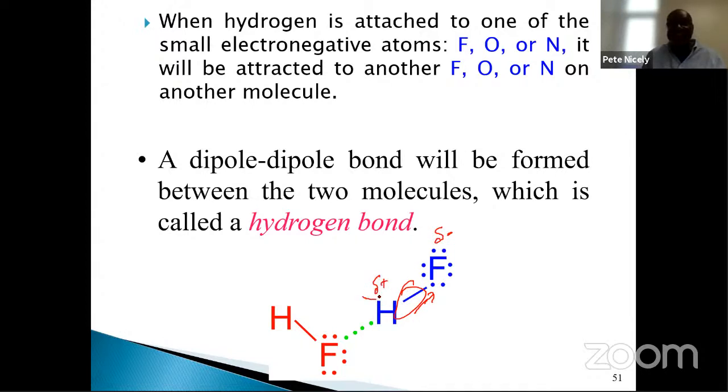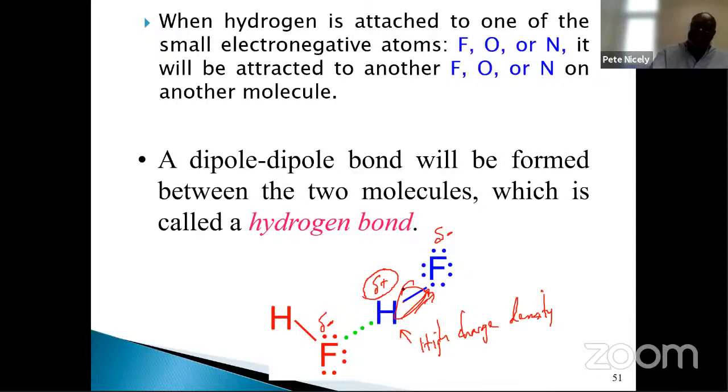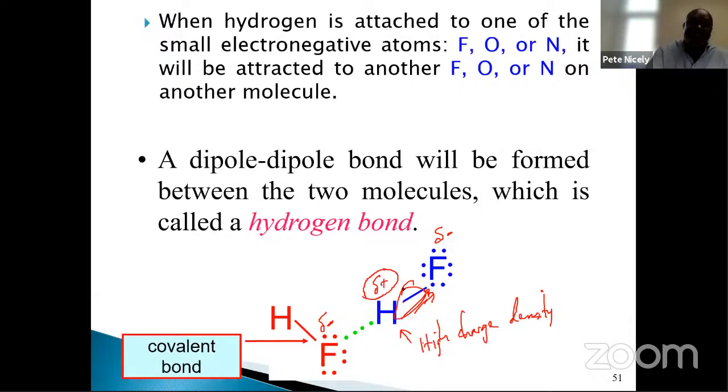And this plus charge is going to be relatively high because hydrogen is such a small atom, which has only one electron it is sharing with the fluorine. So that one electron is being pulled away from the hydrogen to the fluorine. So this hydrogen here has what we call a high charge density. And because it has a high charge density, there will be a strong attraction between the negatively charged fluorine of another atom towards the hydrogen of this molecule, right? So basically, the strong attraction is what we call the hydrogen bond, all right?